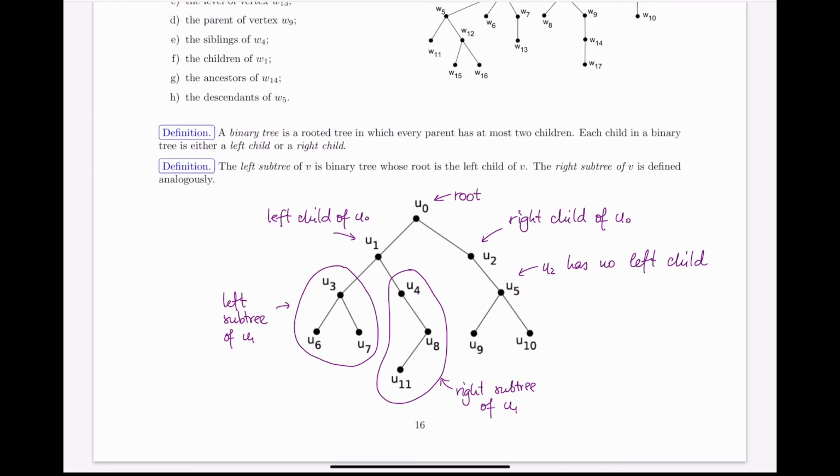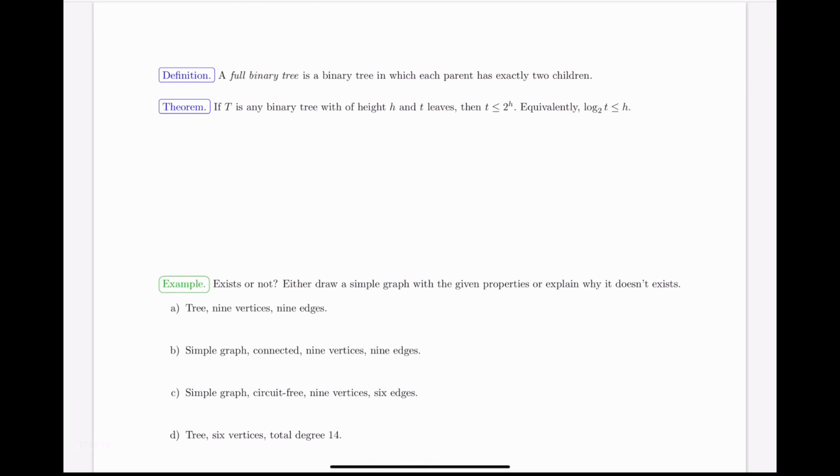So a binary tree has at most two children per parent. A full binary tree is a tree where every parent has exactly two children. So all of the relationships are exactly present. And this also allows us to calculate things. If a tree is any binary tree of height h and t leaves, then we have the following relationship. t is at most 2 to the power h. Or equivalently, when you write it in logarithmic and not exponentiation form, this is equivalent to this.